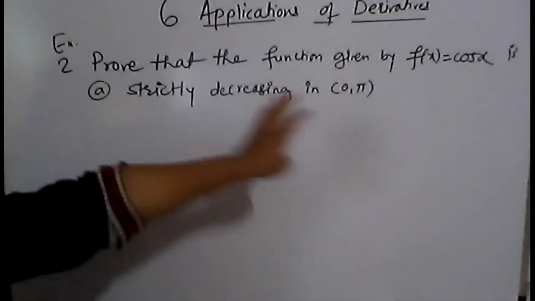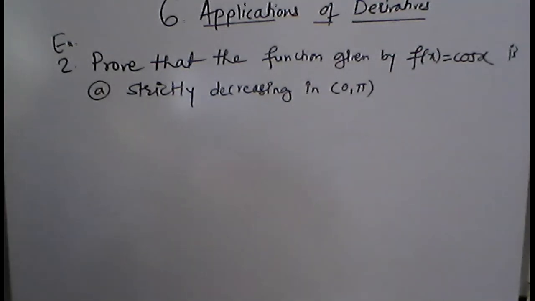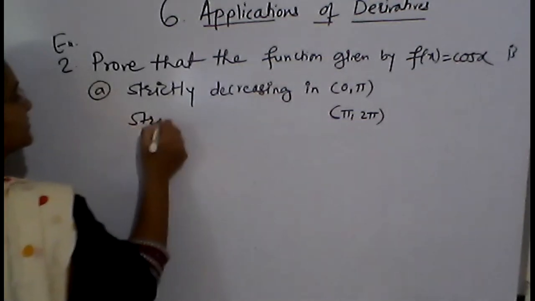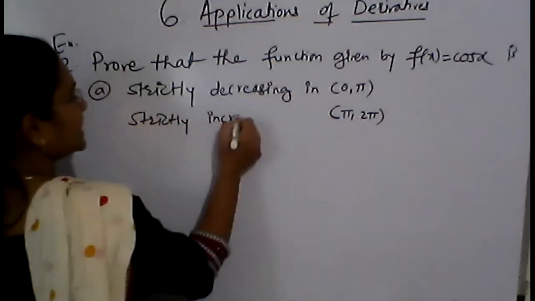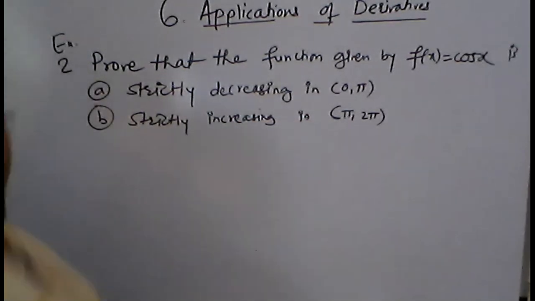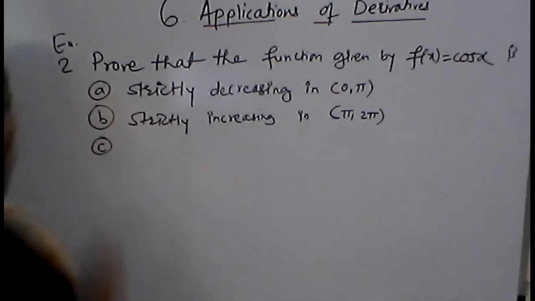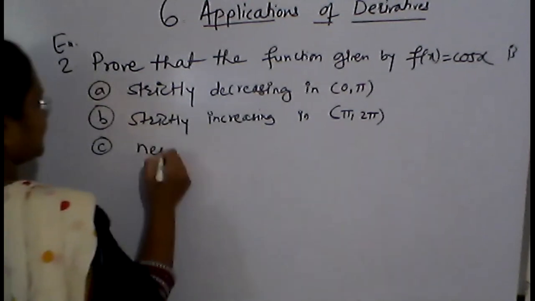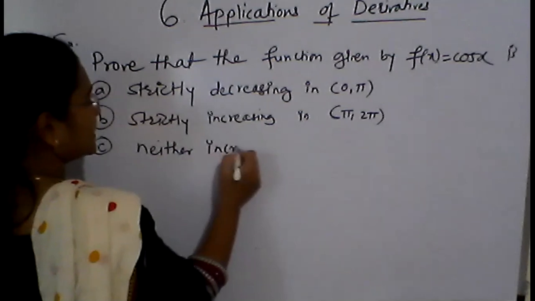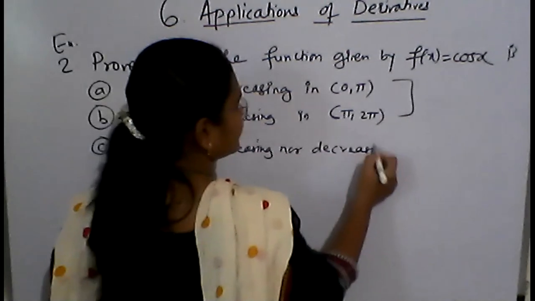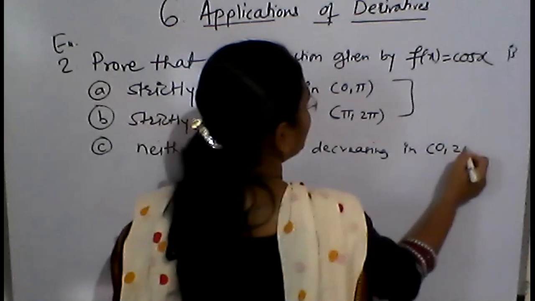So, strictly decreasing in the open interval 0 to pi. Strictly increasing in pi to 2 pi. Third, not in 0 to 2 pi: neither increasing nor decreasing. Obviously, we are proving both of these in 0 to 2 pi.